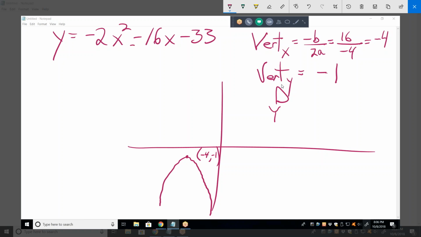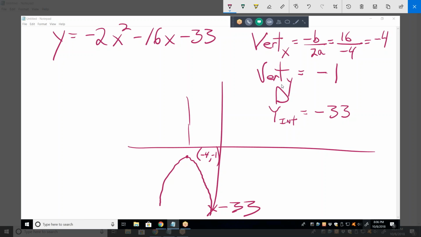What's my y-intercept? So your y-intercept is -2 times 0 squared, so that would actually be -33. That's the easiest one to always get when you're in standard format, because the first two terms disappear. The moment you make x equal 0, the first term disappears and the second term disappears, so you're always left with that constant. So this point right there is at -33.